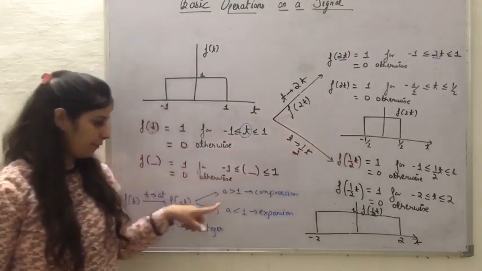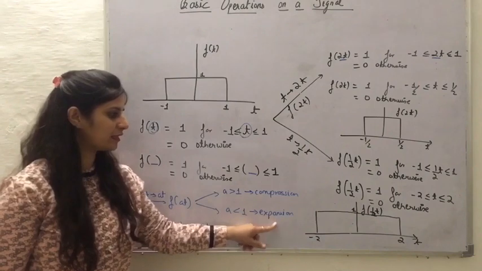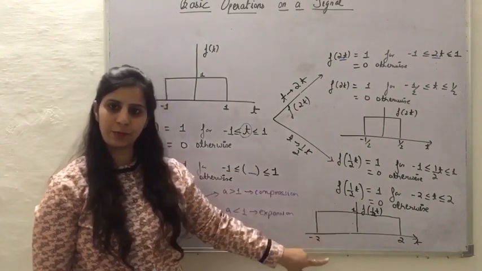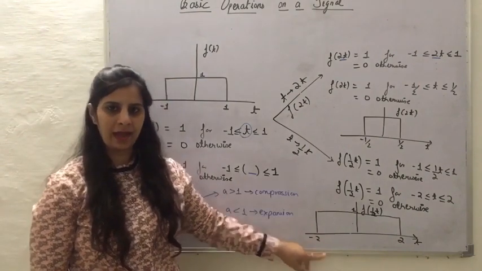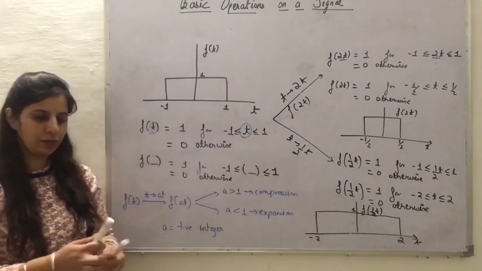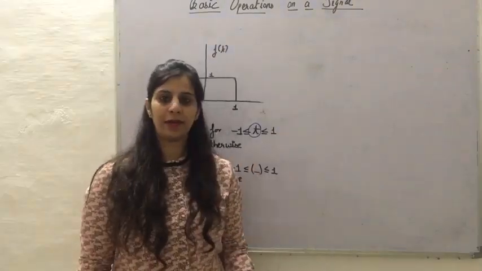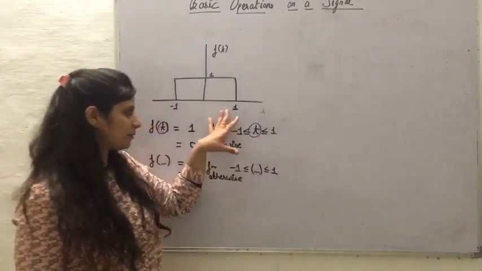If a is less than 1, it will lead to expansion of the signal in time domain. This you can see here. And these operations are called as time scaling operations. So this is time scaling. Let us now look at the next set of operations with the same signal.